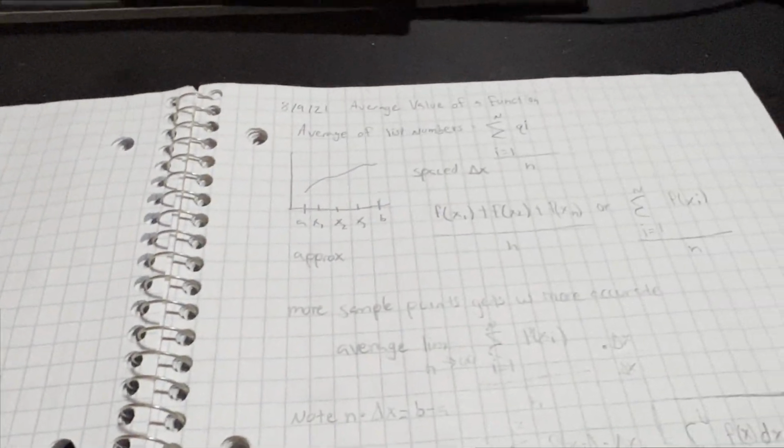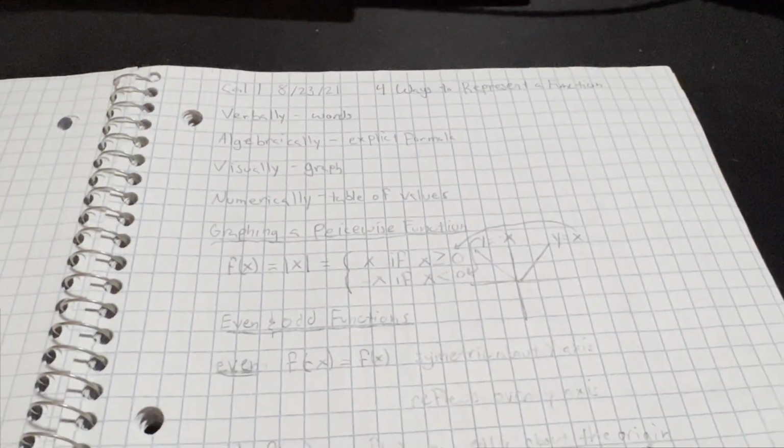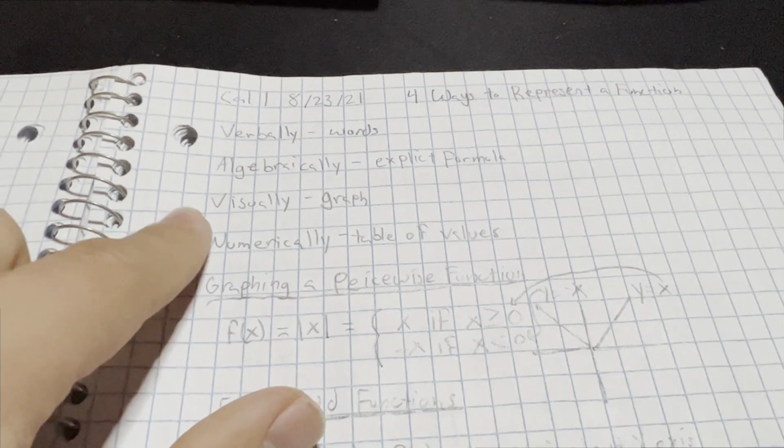Skip a page. Average value of a function. I'm not sure if I'm at Calc 2 yet. I don't know if I enabled it. Four ways to represent a function. Verbally, algebraically, visually, with a graph, numerically. Okay.